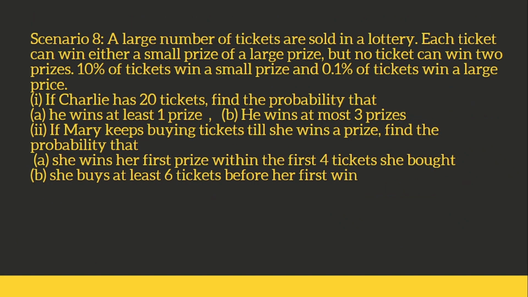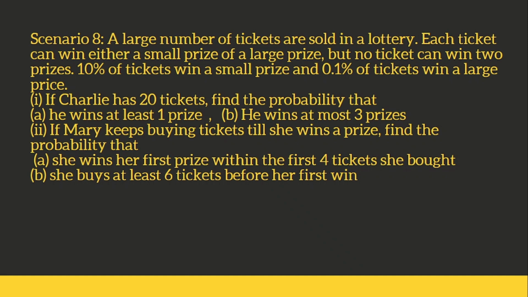Then another question, these last few questions will be binomial. A large number of tickets are sold in a lottery. Each ticket can either win a small prize or a large prize, but no ticket can win 2 prizes. 10% of the tickets will win a small prize, while 0.1% of tickets will win a large prize. So if Charlie has 20 tickets, find the probability that he wins at least 1 prize, and find the probability he wins at most 3 prizes.